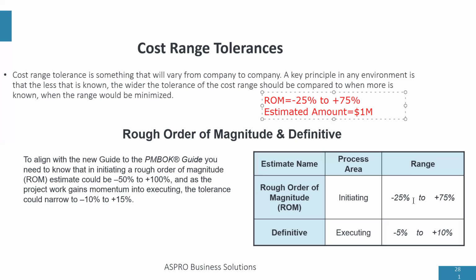So it's minus 25% of the budget, right? The rough order of magnitude is minus 25%. So you have to subtract that 250,000. So what do you get when you subtract 250,000 from a million? 750,000. Okay. So it's from 750,000 to how much? 750,000 to what?